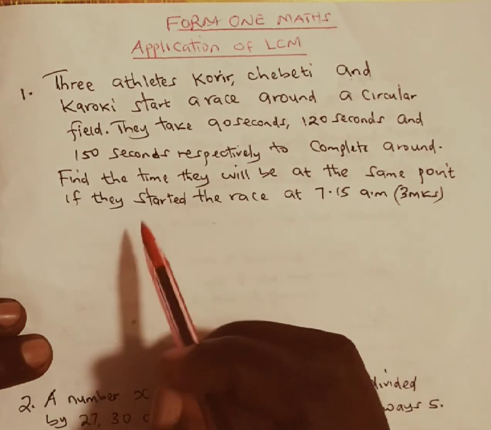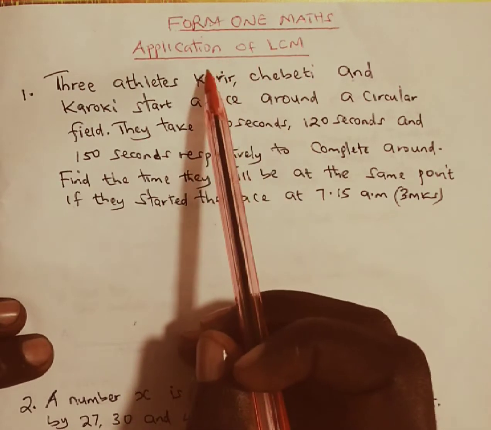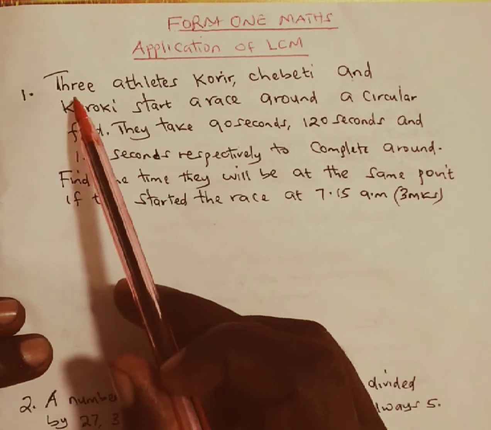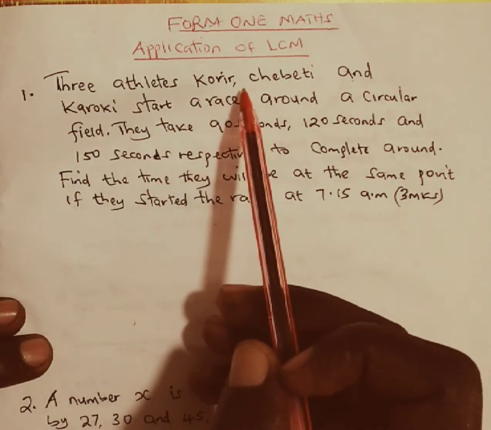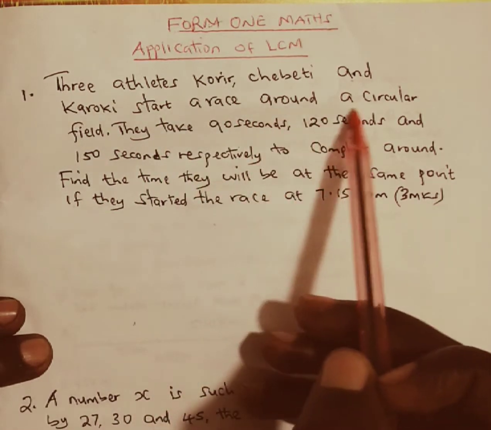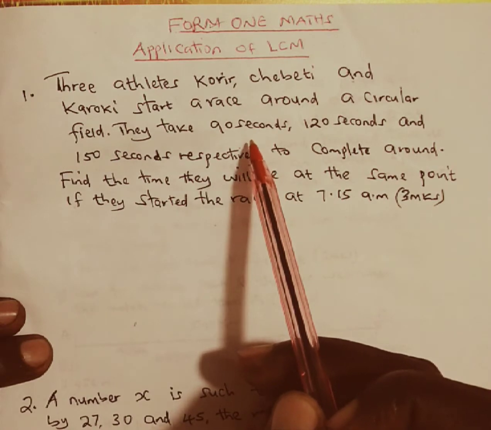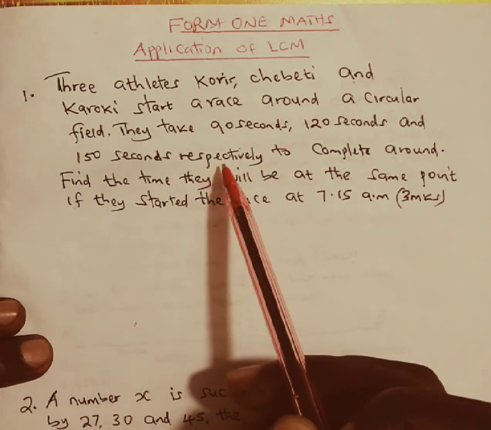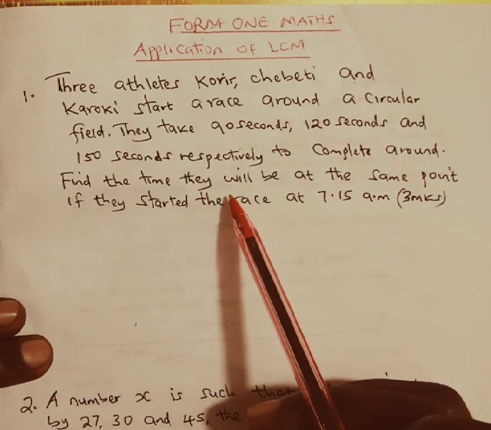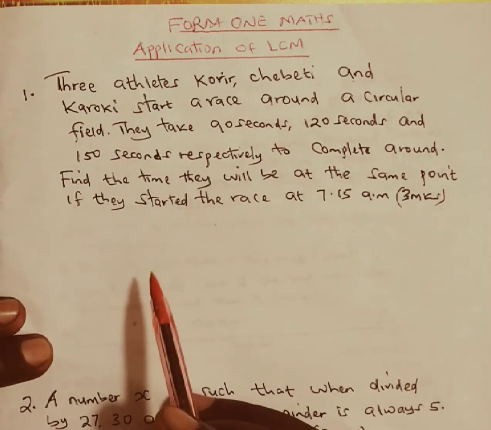Welcome to today's lesson. Today we are going to look at Form 1 Mathematics under the application of the least common multiple. The question reads: 3 athletes, Korir, Chebet and Karoki, start a race around a circular field. They take 90 seconds, 120 seconds and 150 seconds respectively to complete a round. Find the time they will be at the same point if they start the race at 7:15 a.m.